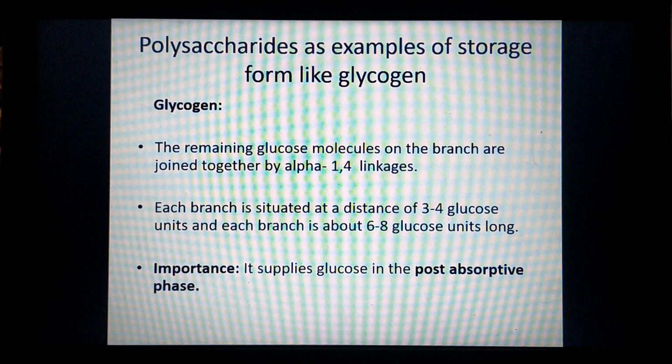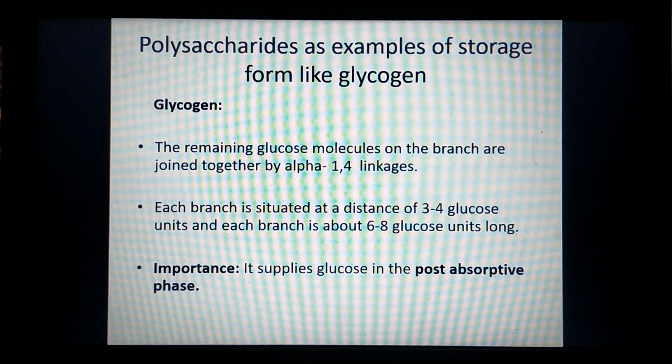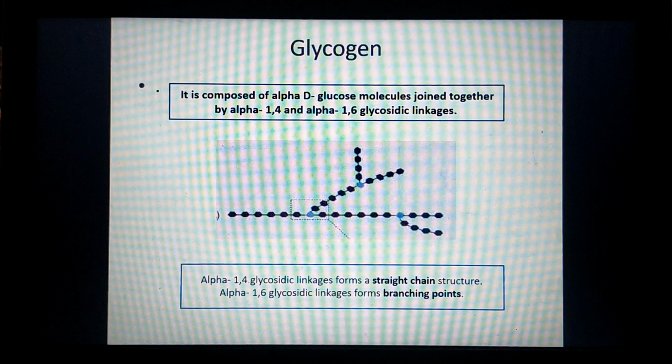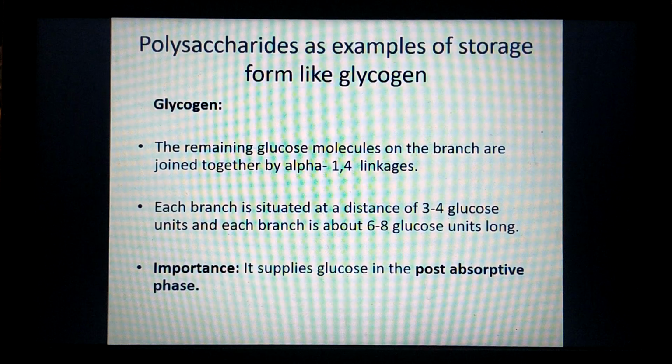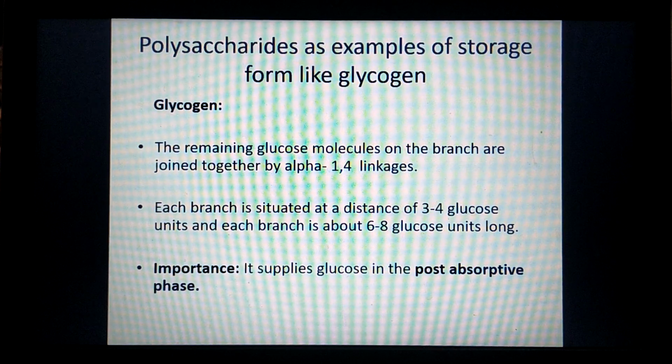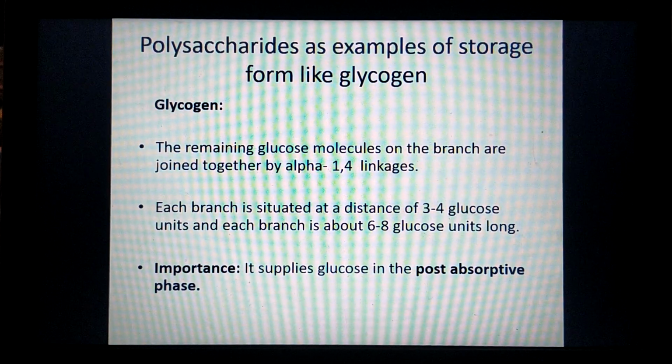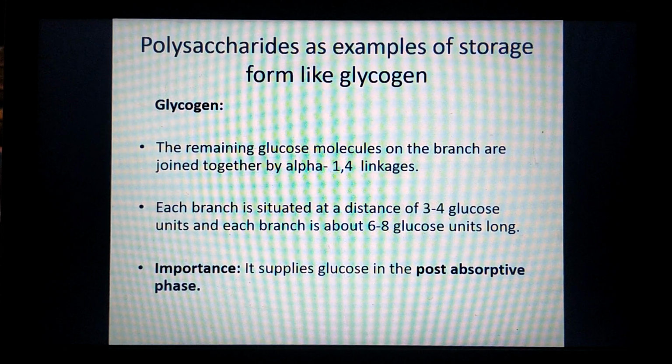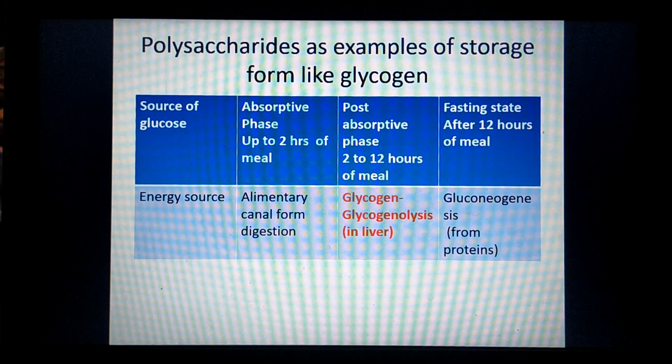Each branch on the glycogen molecule is situated 3 to 4 glucose molecules away from the initial branch, and each branch has 6 to 8 glucose units, or its length is about 6 to 8 glucose units. Coming to the importance of glycogen, it supplies glucose in the post-absorptive phase of the body. What is meant by post-absorptive phase? As far as metabolism is concerned, our body has three phases: absorptive phase, post-absorptive phase and fasting phase.